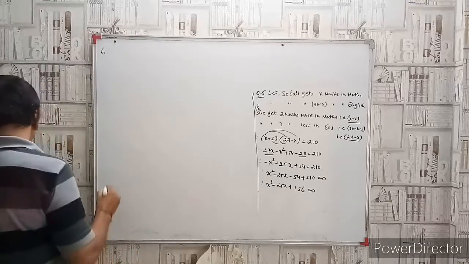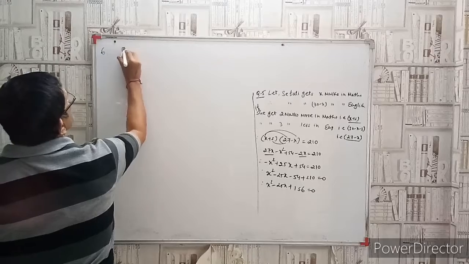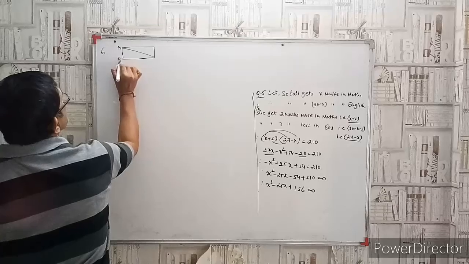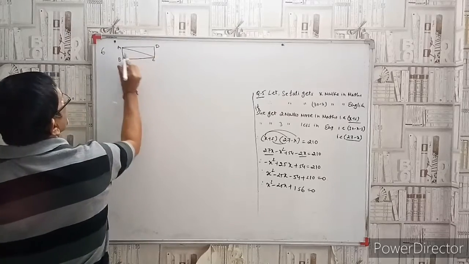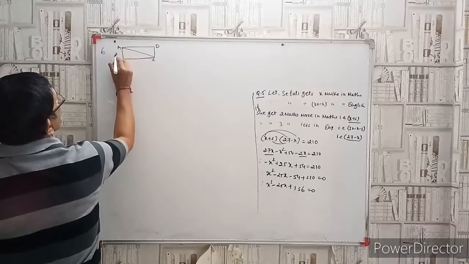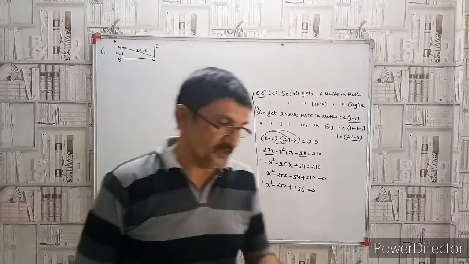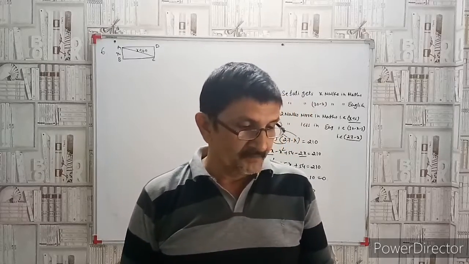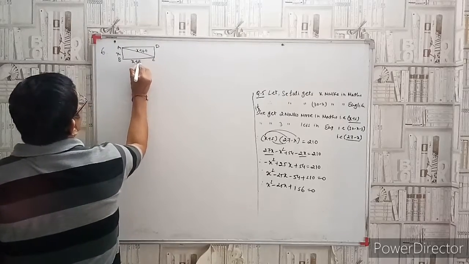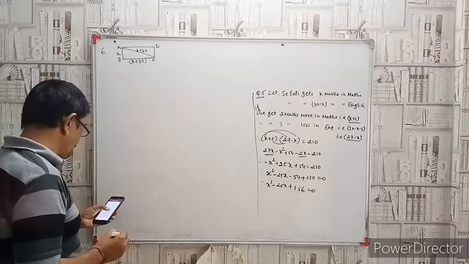The diagonal of the rectangular field is 60 meter more than the shorter side. So suppose we consider this is a rectangle, this is a diagonal. Suppose it is ABCD. AB is the breadth, BC is the length, and AC is the diagonal. So the shorter side is this one. Suppose it is x, the diagonal is 60 meter more than the shorter side. If the longer side is 30 meter more than the shorter side, find the sides of the field.